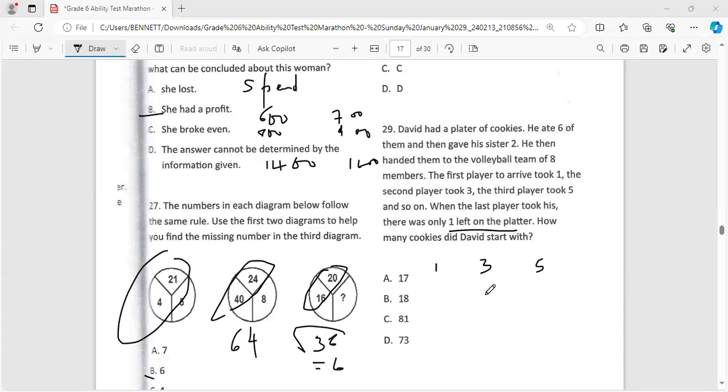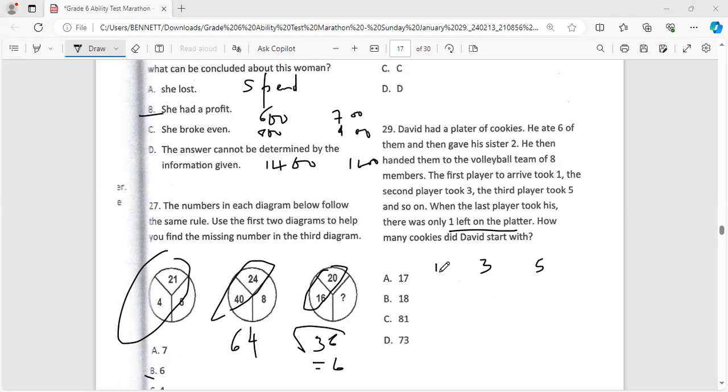Sir, can I explain? Yeah, Mila, go ahead. Share with us. So it says it has 1 left, so we add 1, and the first player took 5, so that goes 6. The second player took 3. Now we're going to make 9. And the first player took 1, so they're gonna be 10. And he gave his sister 2, so they're gonna make 12. And 12 plus 6, that's going to give you 17.